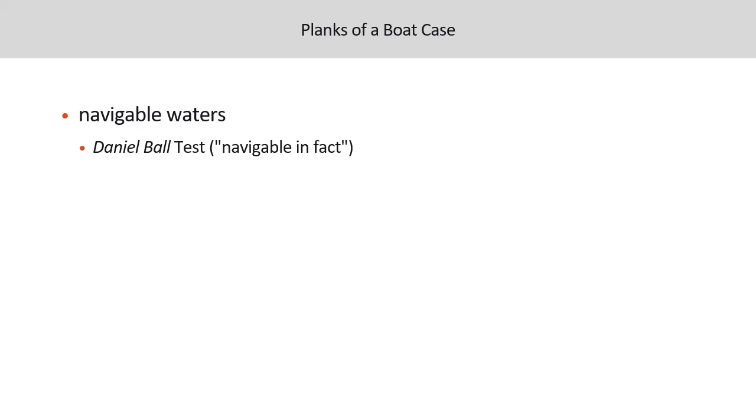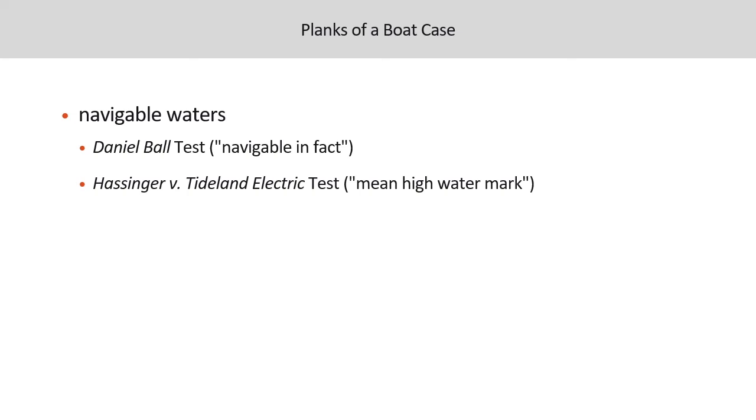The Hasinger-Thailand electric test, on the other hand, looks at the mean high water mark, because sometimes with the tide ebb and flow, the area where the incident may have occurred might not be covered by water at all times. So the test there looks at the mean high water mark to determine whether or not it's navigable waters.